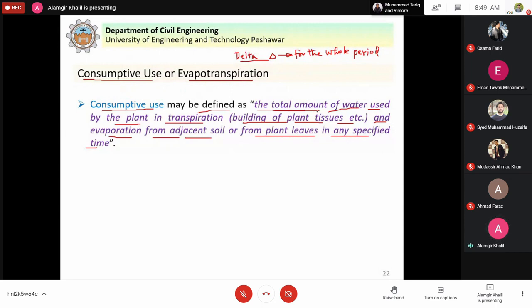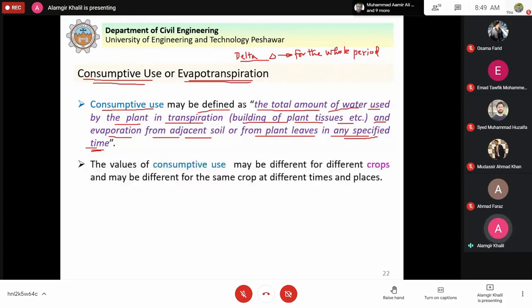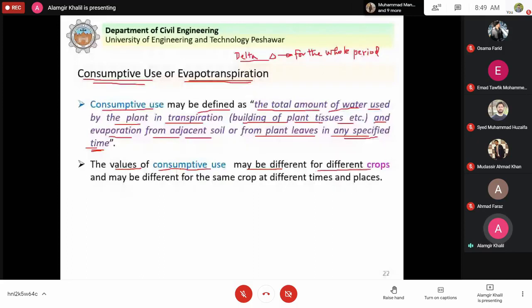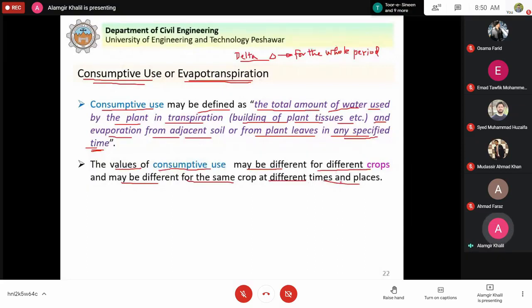Whereas the consumptive use, that is the total amount of water used by plant in transpiration and evaporation from adjacent soil or plant leaves in any specified time. This is not for the entire crop period. This is in any specific time. So this is known as consumptive use or evapotranspiration. The values of consumptive use may be different for different crops and may be different for the same crop at different times and places, because crops require different amounts of water, depending upon the climate conditions and the soil conditions.